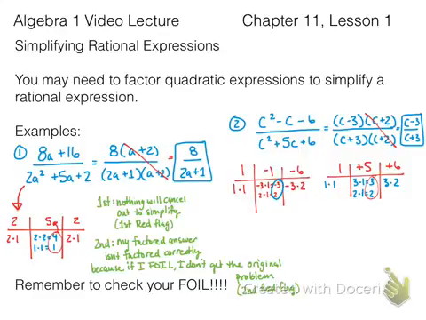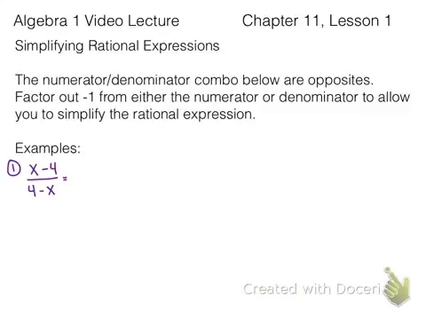Alright, we have at least one more special thing to talk about, and that is opposites. And just remember FOIL. Okay, so opposites. The numerator-denominator combo below, in this example, x minus 4 over 4 minus x, are opposites, which means that you can factor out a negative 1 from either the numerator or denominator, to allow you to simplify the rational expression. So let's check this out.